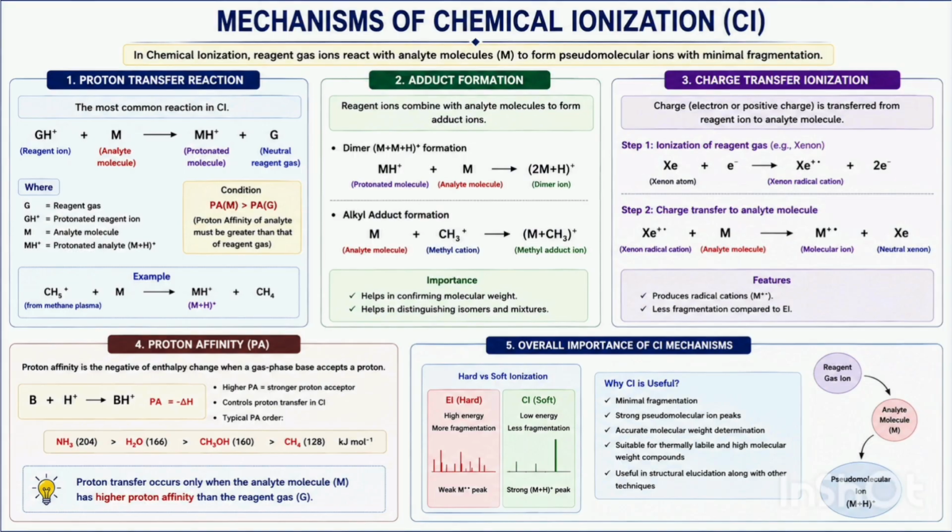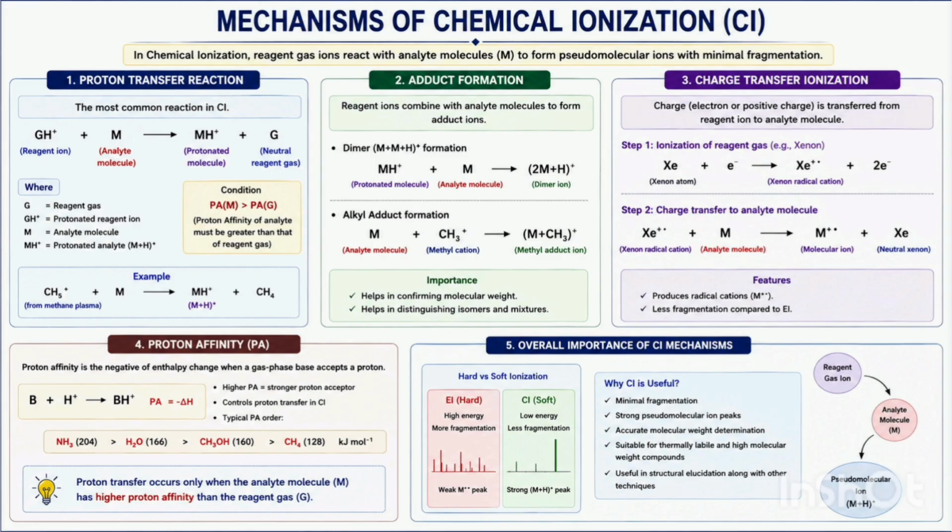Mechanisms of chemical ionization. Now let's discuss the major mechanisms involved in chemical ionization. There are four important mechanisms shown here: proton transfer, adduct formation, charge transfer ionization, and proton affinity. Now let's compare some commonly used reagent gases.